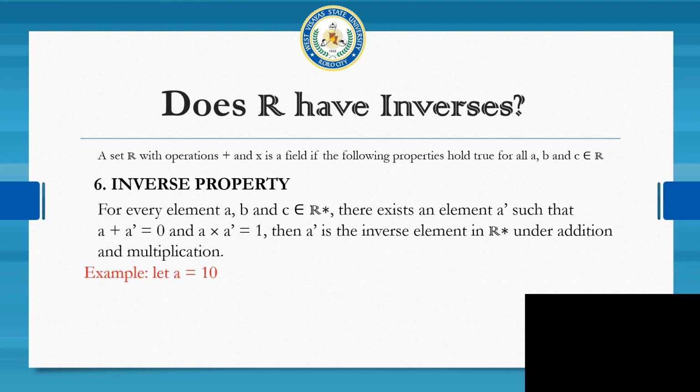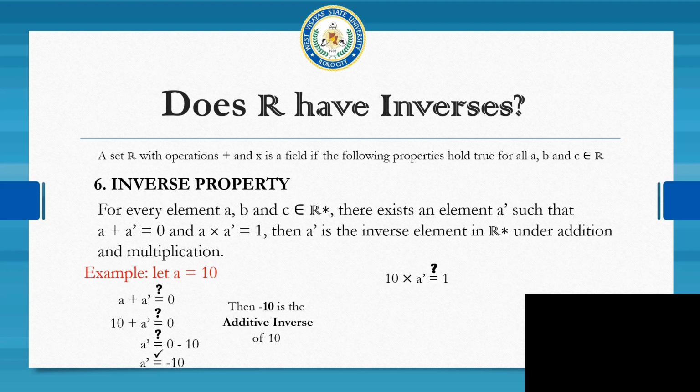For example, we let A equals 10, then A plus A prime equals 0. Substituting 10, we have 10 plus A prime equals 0. Solving for A prime, we have A prime equals 0 minus 10. Then, A prime is equal to negative 10. Therefore, negative 10 is the additive inverse of 10.